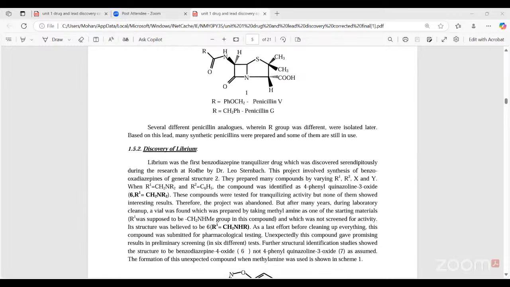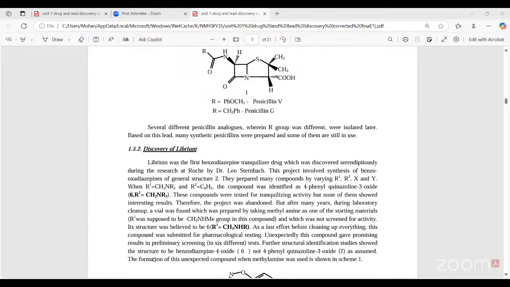Several different penicillins were discovered by substituting the various alkyl groups here. So we get a variety of penicillins: if R equals phenoxymethyl, it is penicillin V, and if it is a benzyl group, then penicillin G.